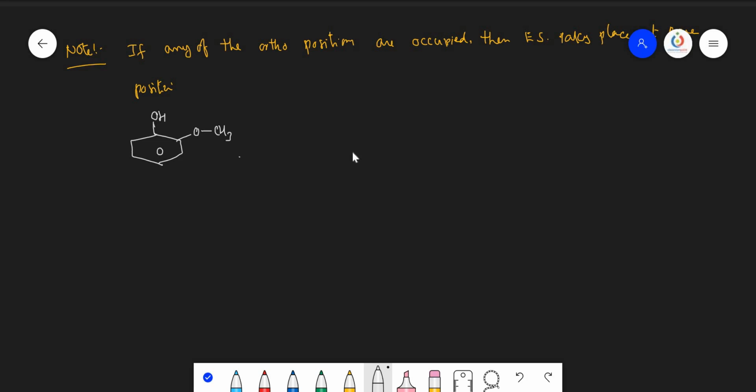So ortho position is occupied. Now use the CHCl3, KOH, H plus, H2O. Then the major product is at the para position. This is the only product.